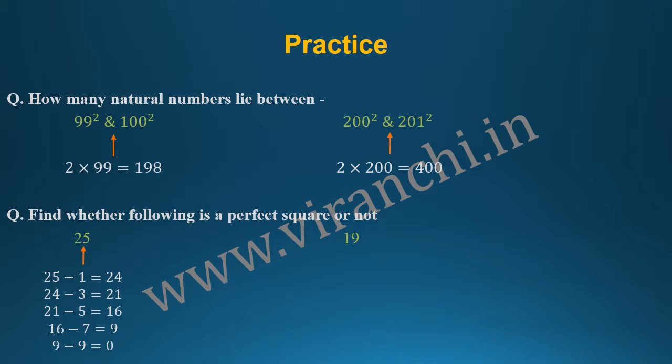Now repeat the same exercise for 19. Subtracting 1, I have 18. Then subtracting 3, I get 15. 15 minus 5 is 10 and 10 minus 7 is 3. If I remove the next odd number 9 from 3, I get minus 6. Since I never get 0 and jump over to the negative side, it means that 19 is not the sum of the first few odd numbers and hence not a perfect square. The technique we have used in this question is not very efficient and works only for small numbers, but it is still an interesting fact to know.